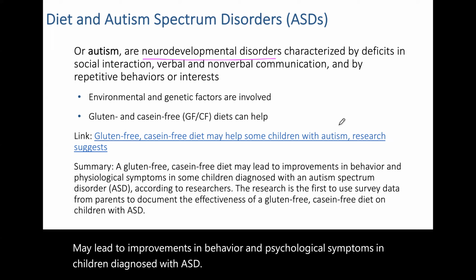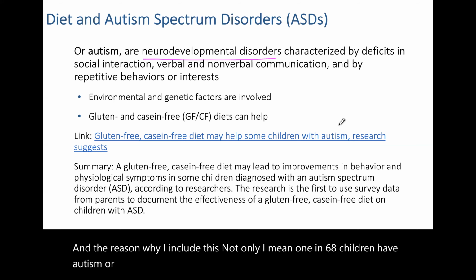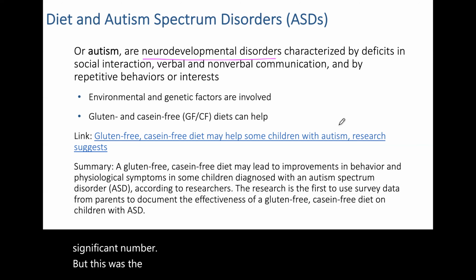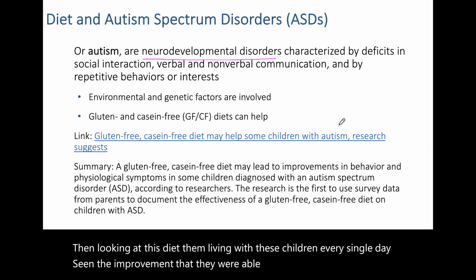And the reason why I include this, not only, I mean, 1 in 68 children have autism or autism spectrum disorder. So that's a pretty significant number. But this was the first survey to really document from a parent standpoint, them looking at this diet, them living with these children every single day, seeing the improvement that they were able to have with this gluten-free, casein-free diet.